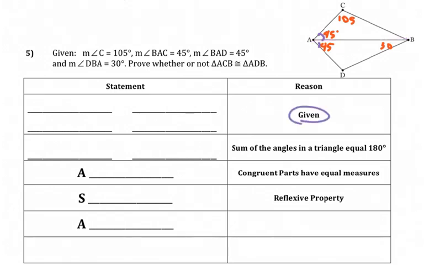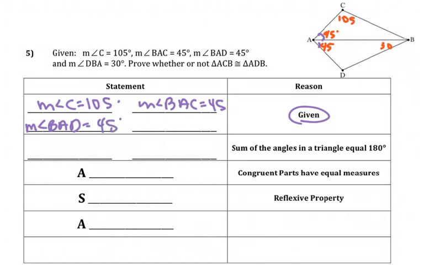So first off, it says given, and it's got 4 blanks. So I've got 4 things, so I'm just going to restate everything that was given. The measure of angle C is equal to 105. The measure of angle BAC is equal to 45 degrees. The measure of angle BAD is equal to 45 degrees. The measure of angle DBA is equal to 30 degrees. So that's my given.